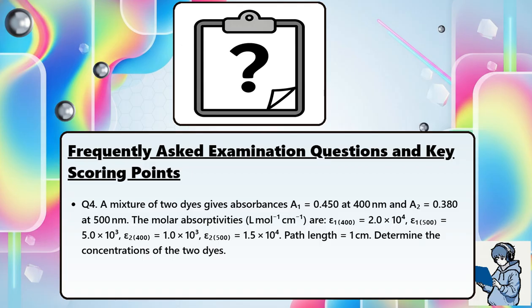Question 4. A mixture of 2 dyes gives absorbances A sub 1 equals 0.450 at 400 nanometers, and A sub 2 equals 0.380 at 500 nanometers. The molar absorptivities in liter mole to the minus 1 centimeter to the minus 1 are epsilon sub 1 400 equals 2.0 times 10 to the 4th, epsilon sub 1 500 equals 5.0 times 10 to the 3rd, epsilon sub 2 400 equals 1.0 times 10 to the 3rd, epsilon sub 2 500 equals 1.5 times 10 to the 4th. Path length equals 1 centimeter. Determine the concentrations of the 2 dyes.